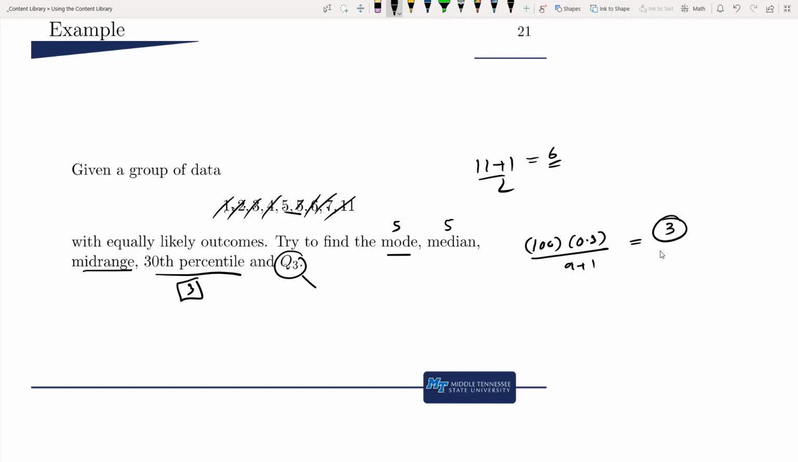And Q3 is actually the 70th percentile. So you have 100 times 0.75 divided by 10. That's going to be the 7.5th data point. So in between these two, you can take the middle value of those two if you want. It depends on what kind of interpolation technique you use.